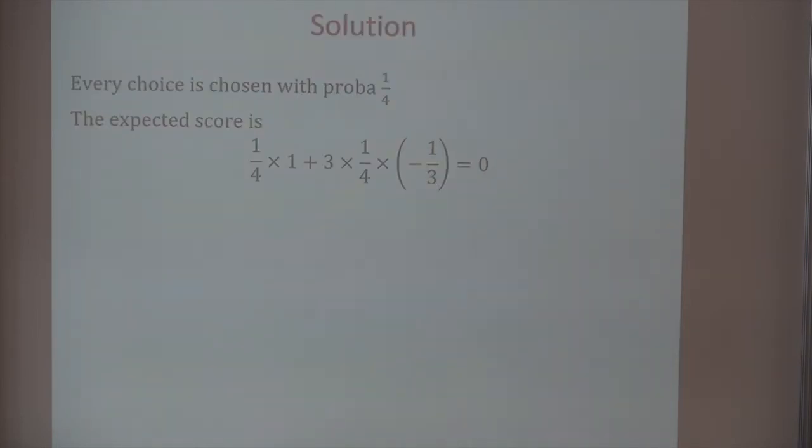The expected score is 0, as the majority of you say. Every choice is chosen with probability 1 over 4, and then the expectation is 1 over 4 times 1 plus 1 over 4 times minus 1/3, 3 times, which on average is 0. That's the reason for this grading. Otherwise, if we didn't have this small negative penalty, with a good chance you could get close to half of the points.